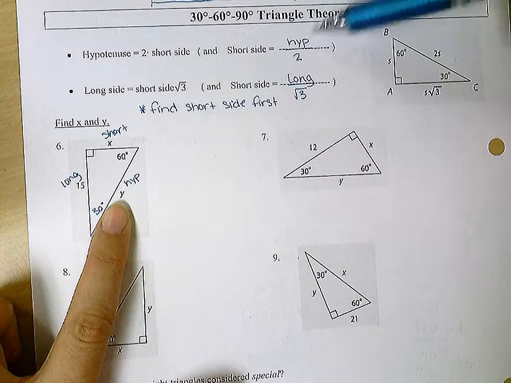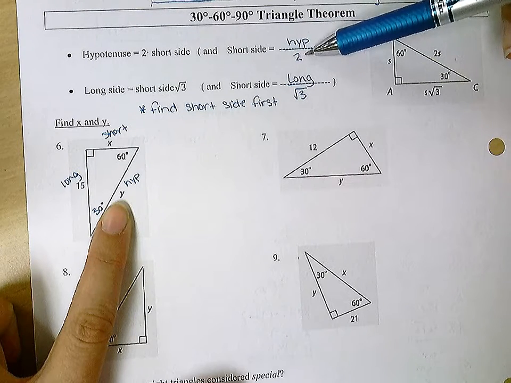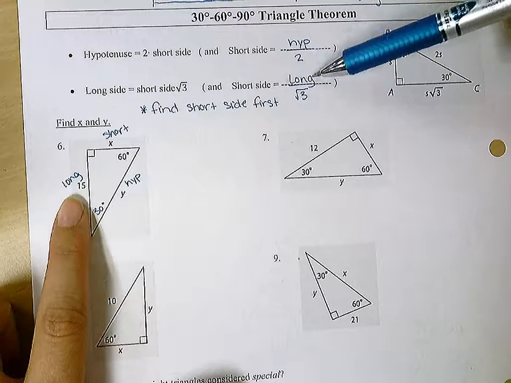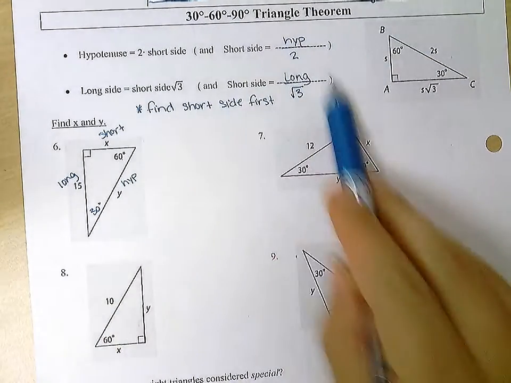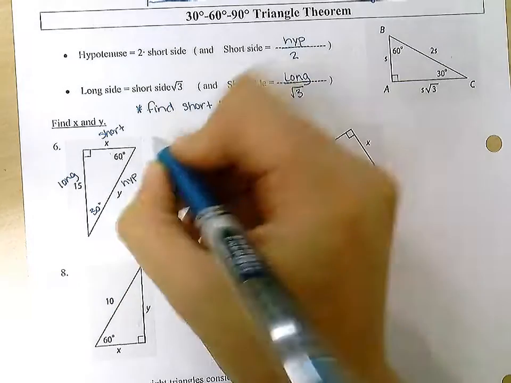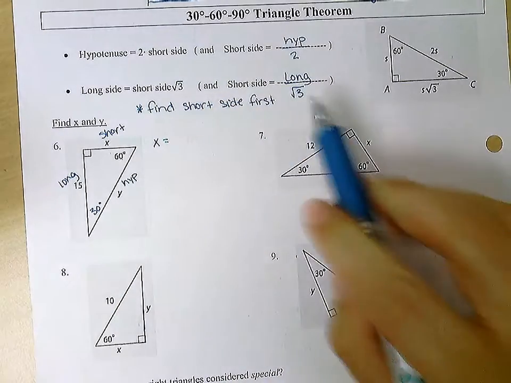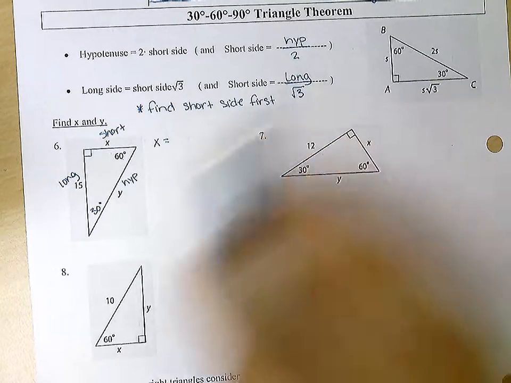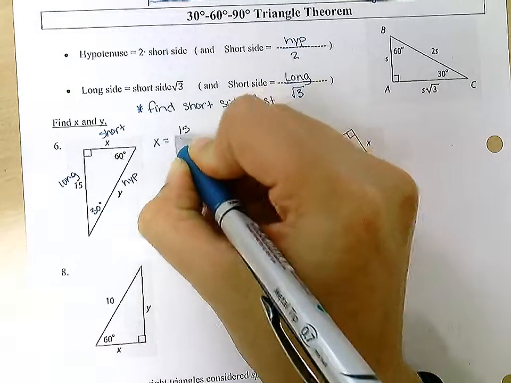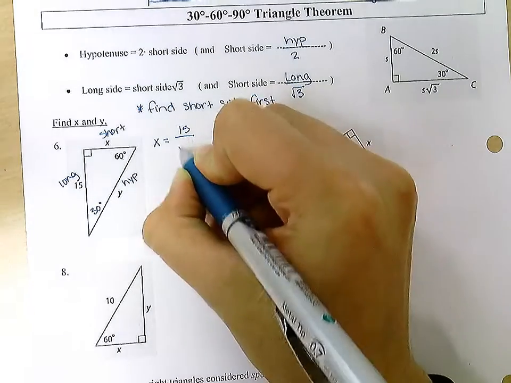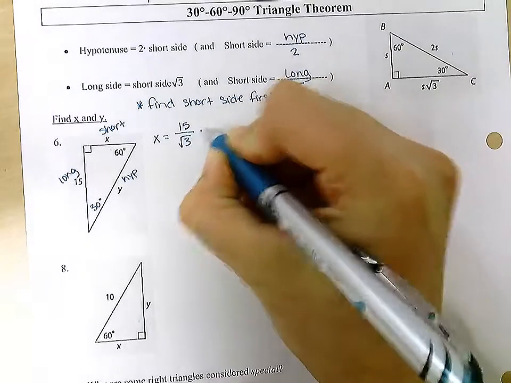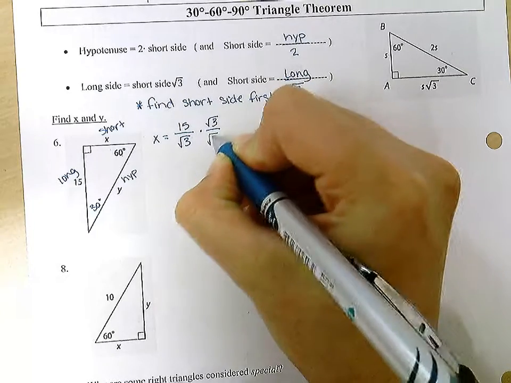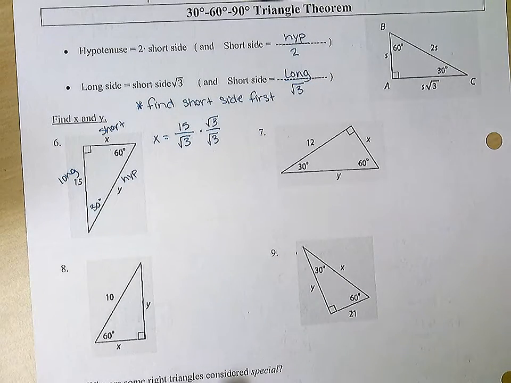I'd have x is equal to y over 2. Can't solve that. But I am given the long side, so I can plug in 15 for long in this equation. So I'm going to use this one here. Our short side is x. It's equal to, our long side is 15 divided by the square root of 3. Okay, from here you have a root in the denominator, so we need to multiply by a version of 1. And that's square root of 3 over square root of 3.